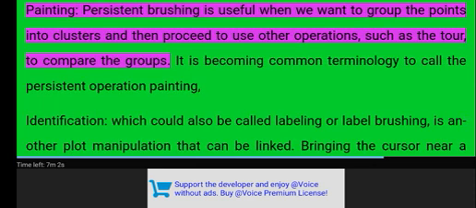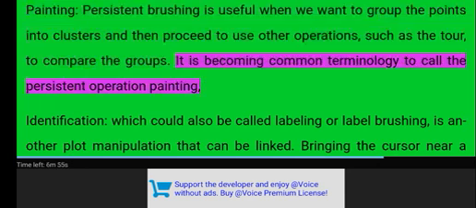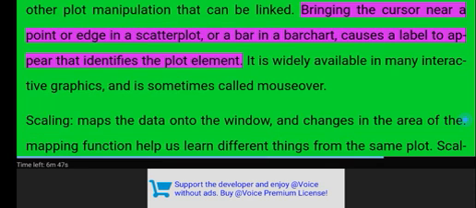Painting. Persistent brushing is useful when we want to group the points into clusters and then proceed to use other operations, such as the tour, to compare the groups. It is becoming common terminology to call the persistent operation painting. Identification, which could also be called labeling or label brushing, is another plot manipulation that can be linked. Bringing the cursor near a point or edge in a scatterplot, or a bar in a bar chart, causes a label to appear that identifies the plot element. It is widely available in many interactive graphics, and is sometimes called mouse over.